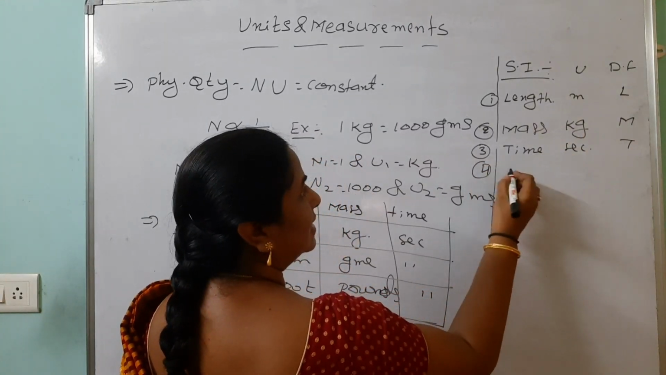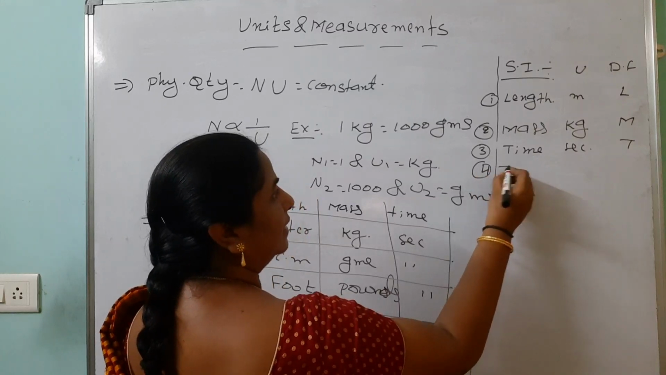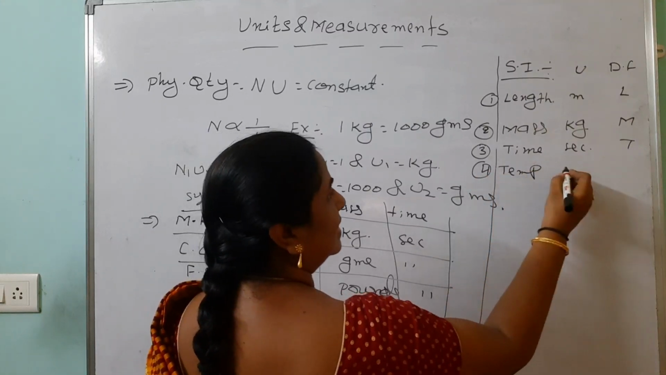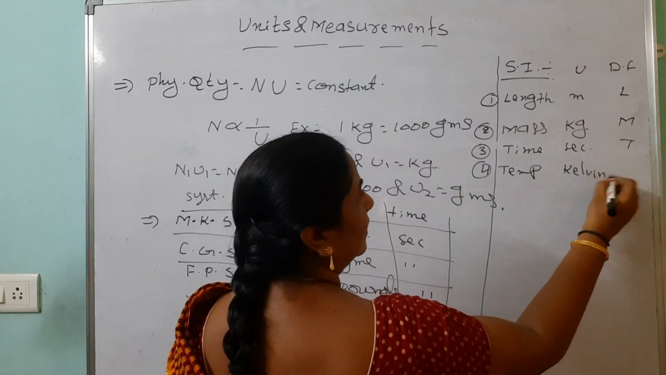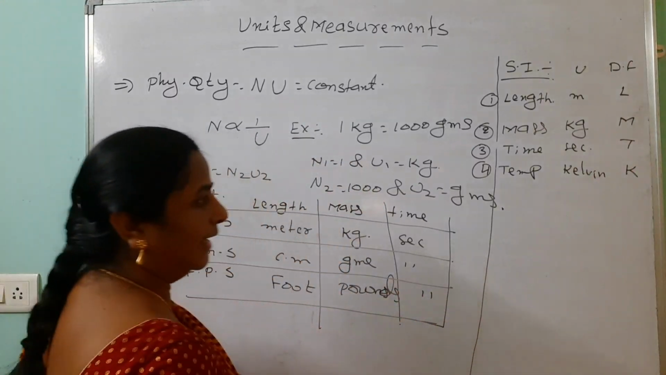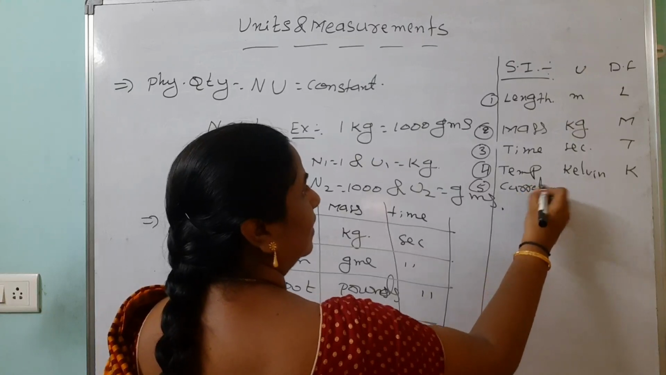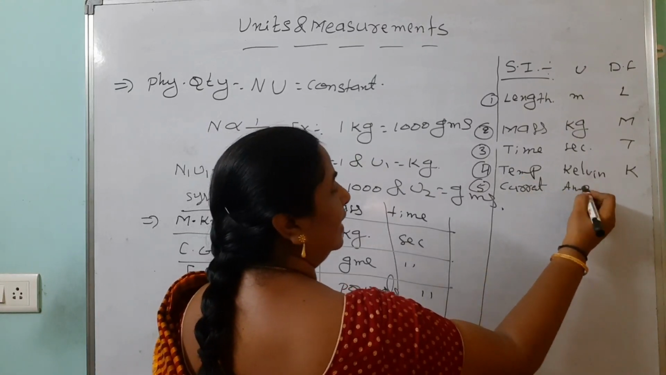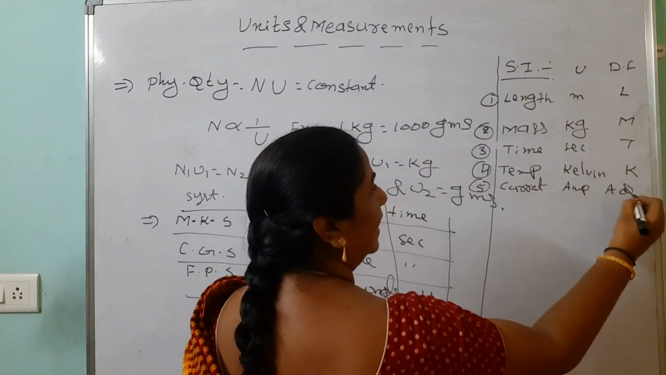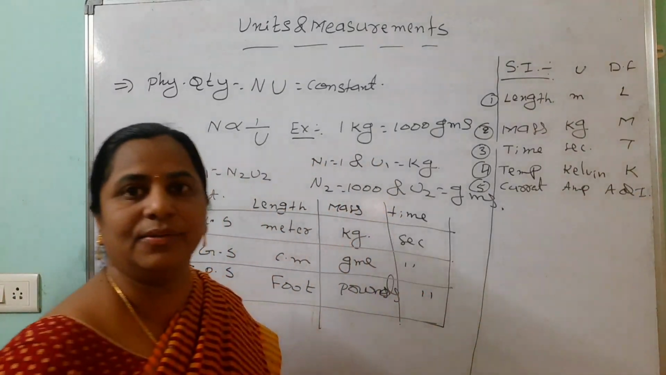Then the fourth one is temperature, or thermodynamic temperature, as we can also say. This is measured in Kelvin, and the dimensional formula is K. Then the fifth one is current, the unit is the ampere. In dimensional formulas we can take A or I, any letter you can take.